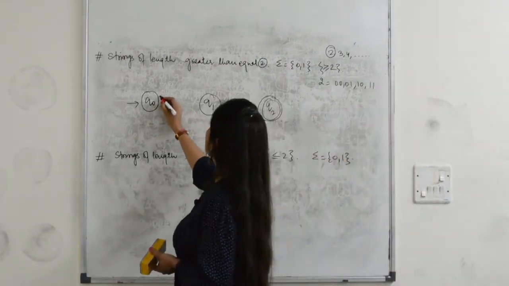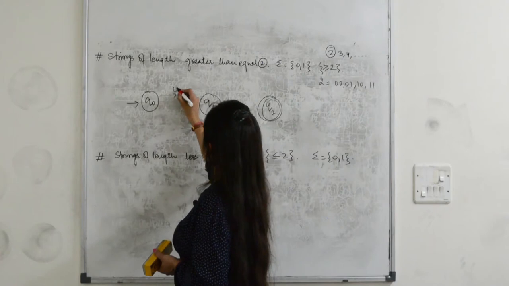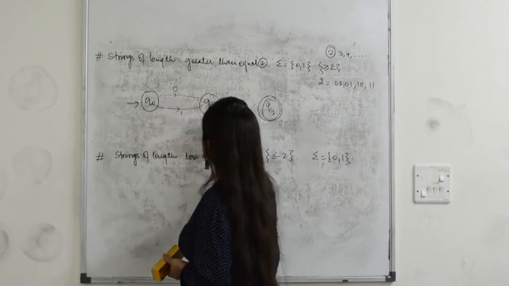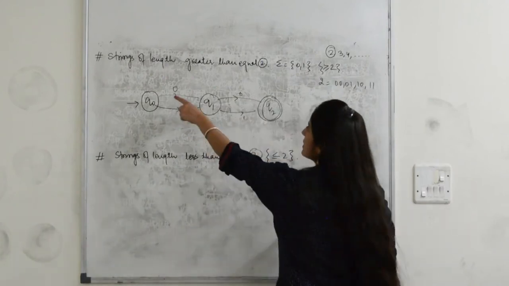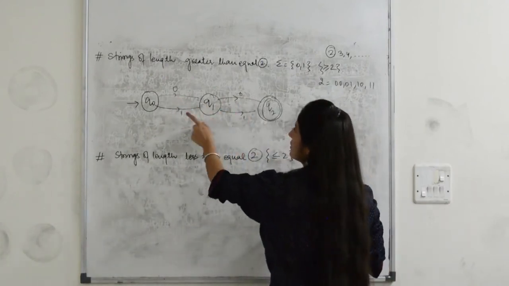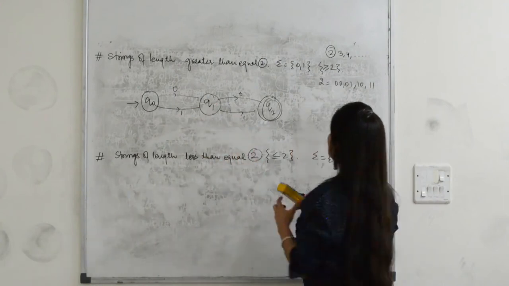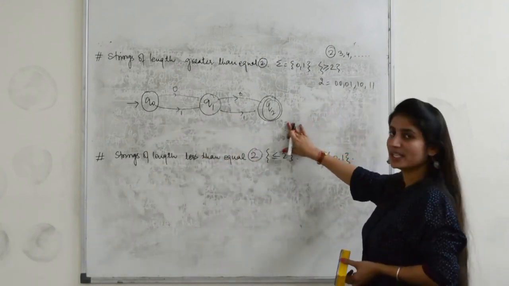So simply we can say that we'll have a transition for 0 as well as for 1. Here also for 0 and 1. So it will accept 00, 01, 10, 11. So all the strings of length 2 are being accepted.